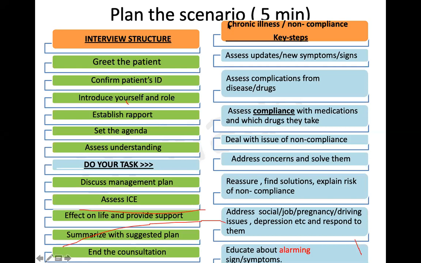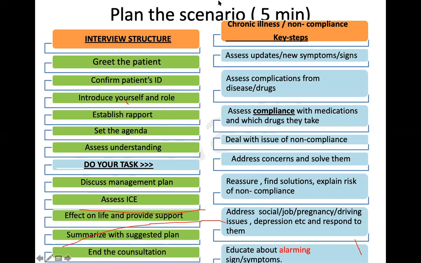So here, do your task, which means first of all, assess any updates. The patient came to you, for example, in the clinic for a follow-up visit. So you have to assess any updates in the patient's disease, any new symptoms or signs, because of the disease itself or because of the side effects of drugs, of course. Then assess complications from the disease or drugs if present. Let's say, for example, a patient with congestive heart failure who is supposed to be taking medications, and now he came to you in a follow-up visit.